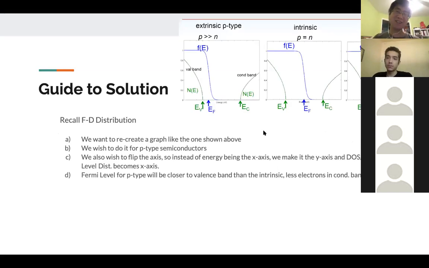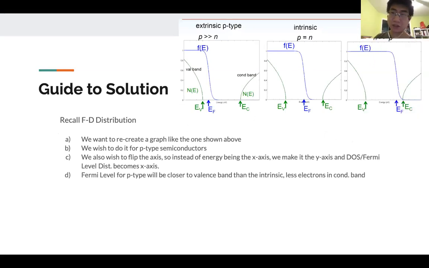But basically, the way you solve this is you want to recreate some type of graph like the one I show here. As you see, you have the Fermi-Dirac distribution in blue, and in green you have the density of states of both the valence and the conduction band. We want to do it for p-type semiconductors, so we take the extrinsic p-type graph and turn it by 90 degrees.